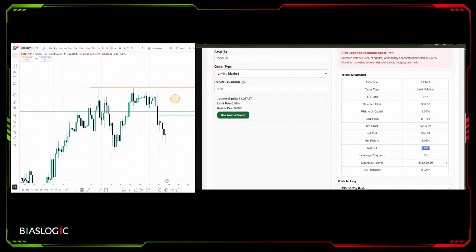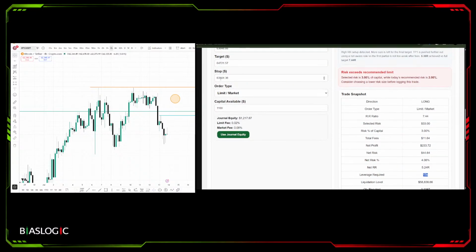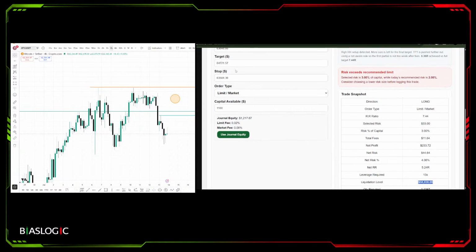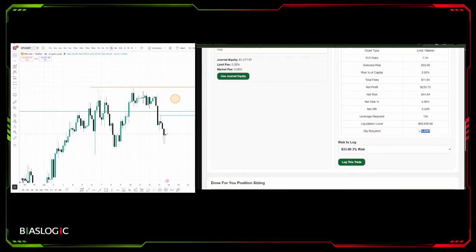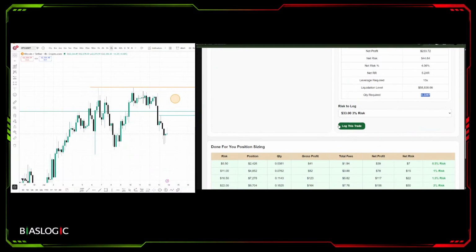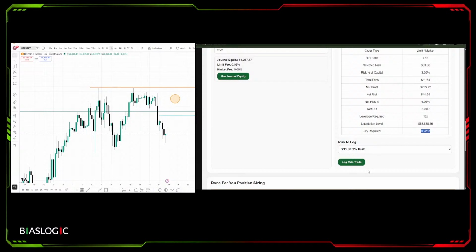And based on your capital, the system is going to tell you how much leverage you need, so that you don't have to widen your stop loss. This is the exact leverage you can take from the exchange, this is your liquidation level that's far from your stop loss, and this is the quantity that you should put into your exchange. So everything is in front of your system, and if you punch it into the exchange and want to log it, it's as simple as that.